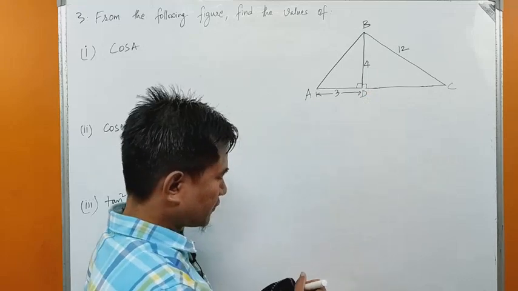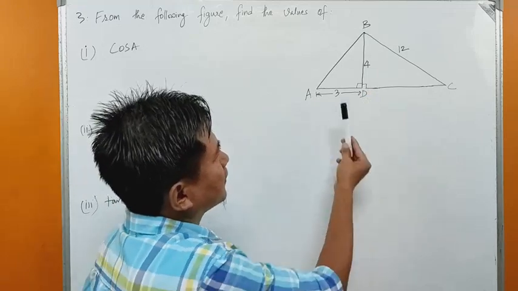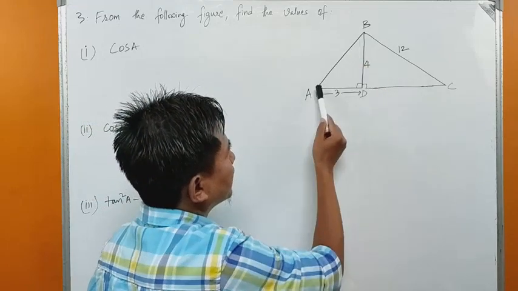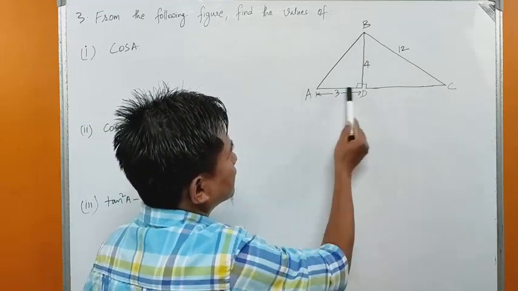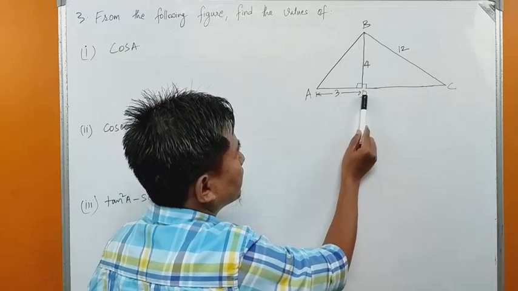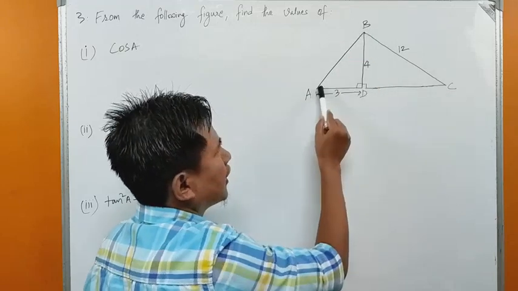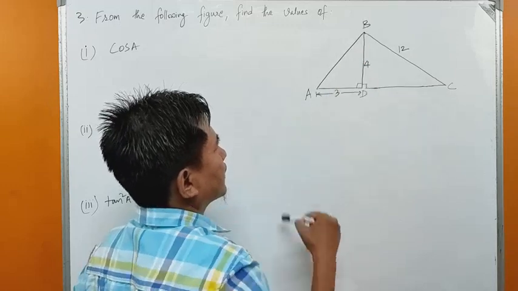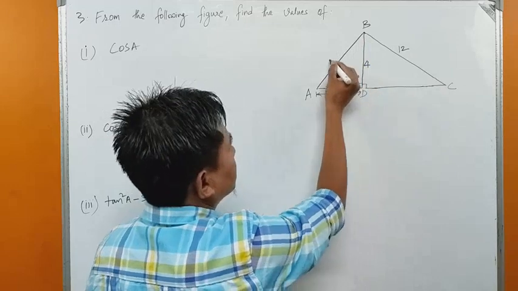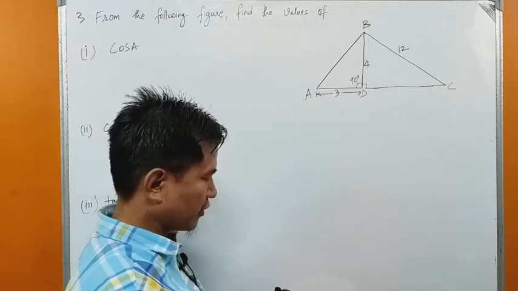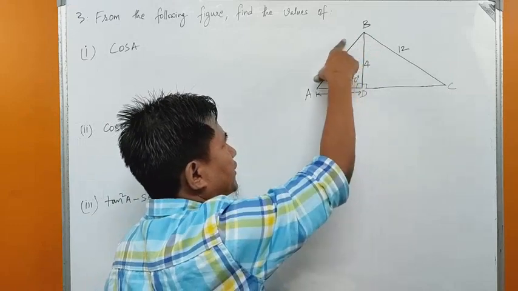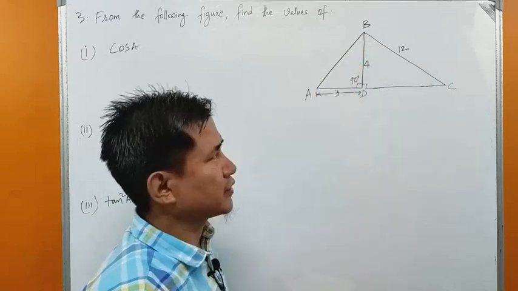Now we can see in this figure we have two right angle triangles. One is BAD, this is the right angle triangle. BD is perpendicular, AD is base, and BA is hypotenuse. Hypotenuse is the longest side, isn't it? Opposite to 90 degree is the hypotenuse, which is the longest side of this right angle triangle BAD. So we will find AB, not given to us, isn't it?